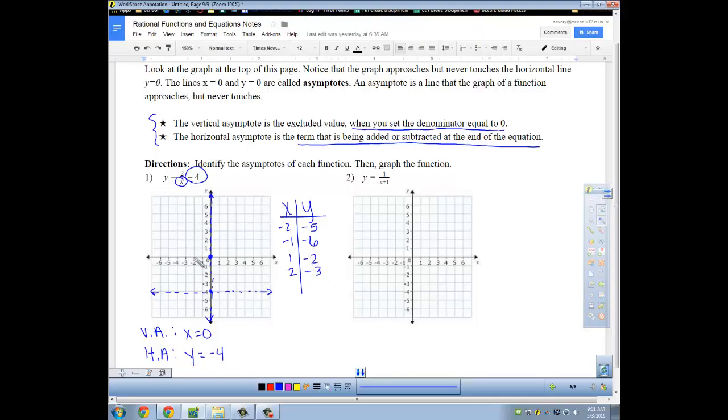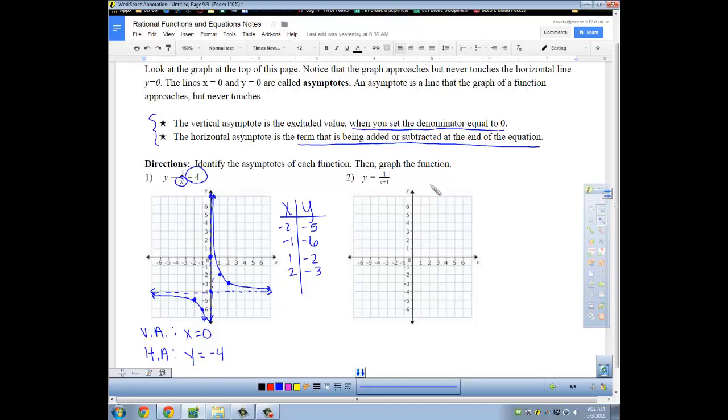So I'm going to plot those points: negative 2, negative 5; negative 1, negative 6; 1, negative 2; and 2, negative 3. Now when I connect these points, I'm going to start with this bottom left corner. We're going to get close to my asymptote but never actually touch it, and it's going to create a curve and then get close to my other asymptote and make some arrows. Same thing over here. I'm going to get close to my asymptote and then connect the dots.